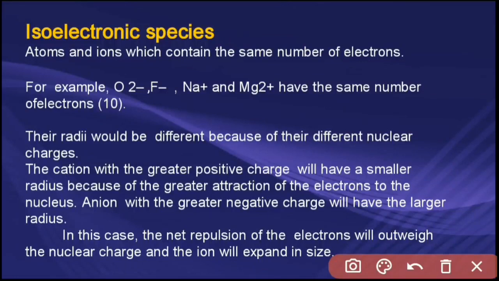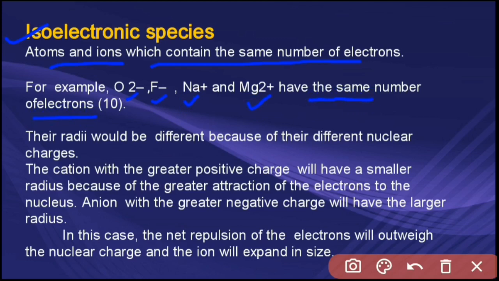Next important topic is isoelectronic species. Atoms and ions which contain the same number of electrons. For example, O2-, F-, Na+, and Mg2+. These have the same number of electrons, 10.